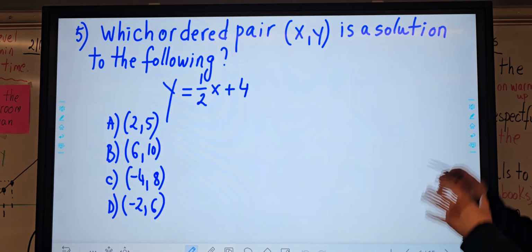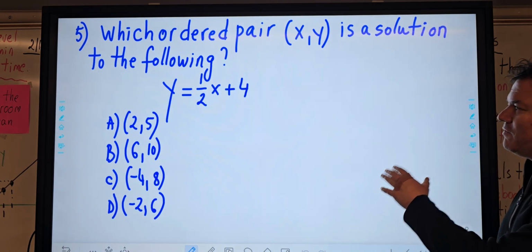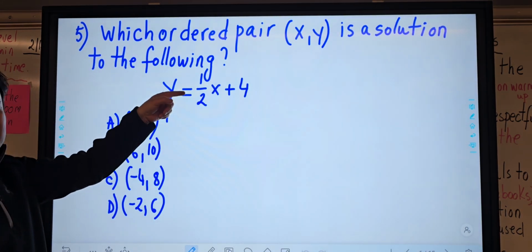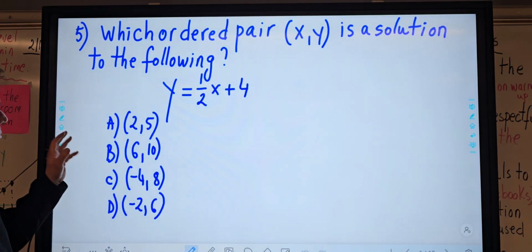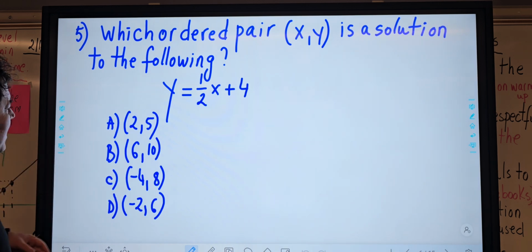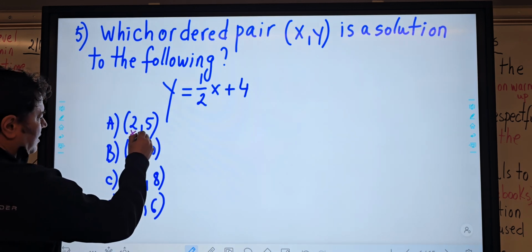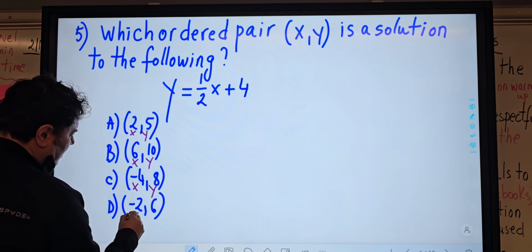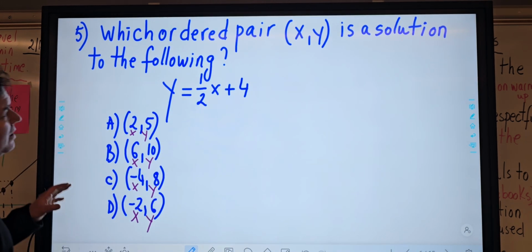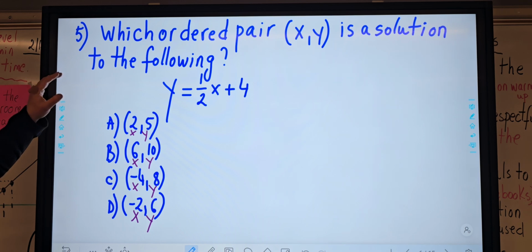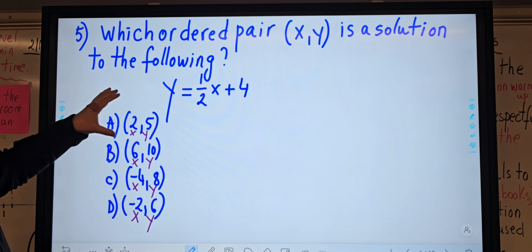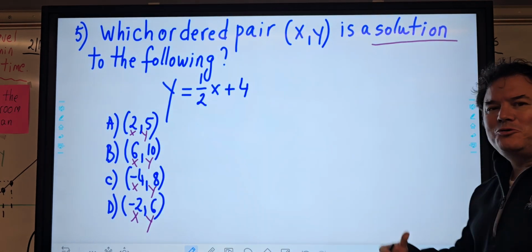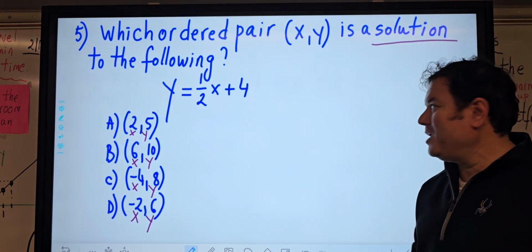Which ordered pair, x and y, is a solution of the following equation? So the equation is y equals 1 over 2 x plus 4. Okay, and again, we have some ordered pairs, and again, always label first. So we have x and y, x and y, x and y, and another x and y. And again, now, let's read the question again. Which ordered pair is a solution? Okay, to be a solution, actually in this case we are looking for the true statement.